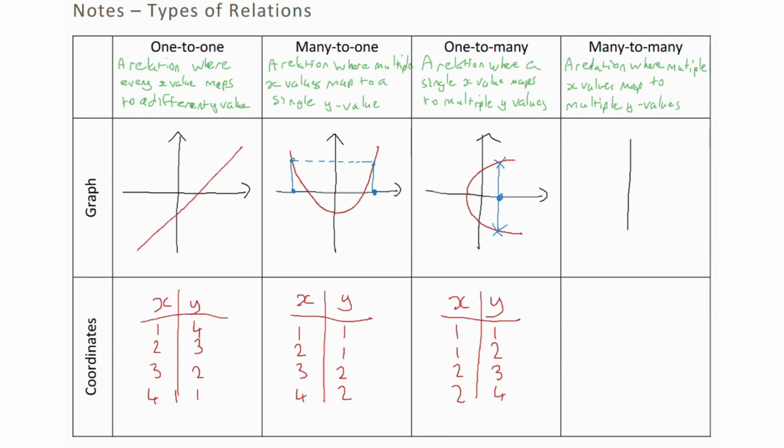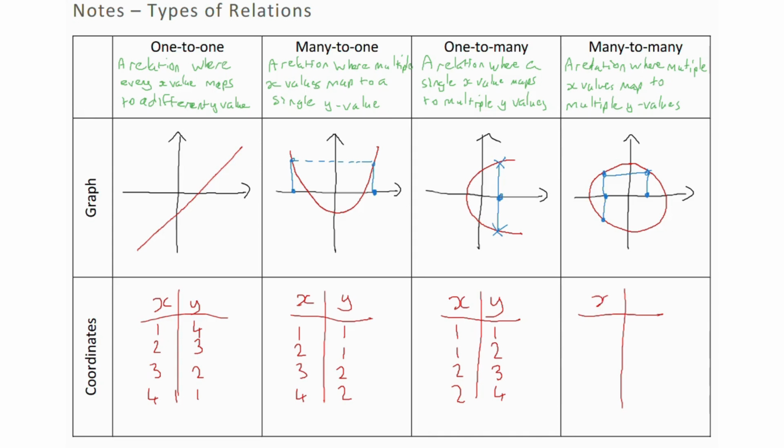What does that look like? Well, an example would be a circle or an oval or something like that, because this x value here maps to multiple y values. That means it's something to many. But also, there are multiple x values that map to that y value. So it's also many to something.